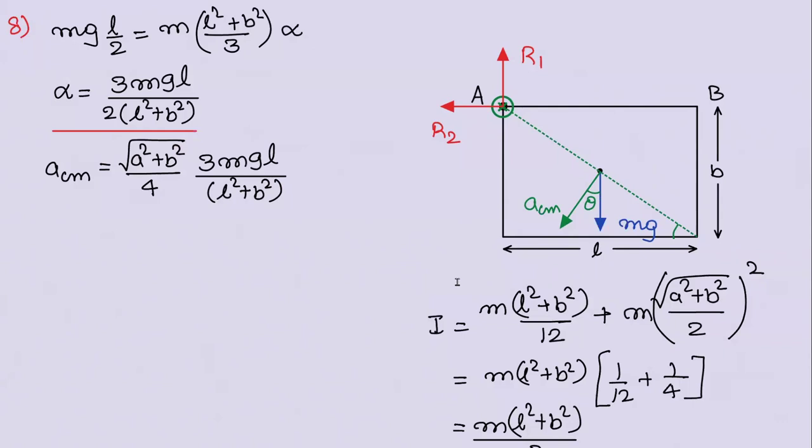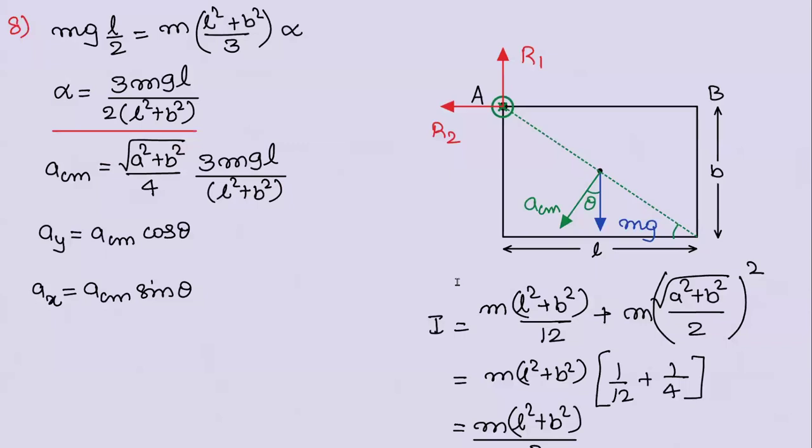Now, what to do? Vertical, if you want to take, let us call it AY. AY is equal to ACM cos theta. And AX is equal to ACM sin theta. Up to this is clear. Now, it's a matter of simple calculation.